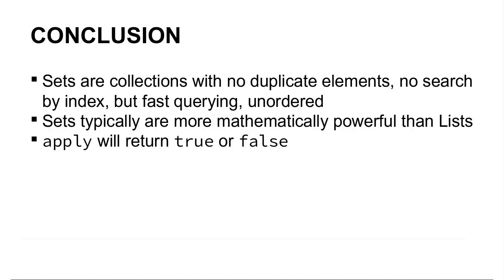Great. Sets are collections with no duplicate elements. There's no search by index. We can't just say, here's the index, get me what I need. Fast querying works really well mathematically, and it's unordered. Sets typically are more mathematically powerful than lists, and apply has a different property. This will return true or false if an element is contained within that set.